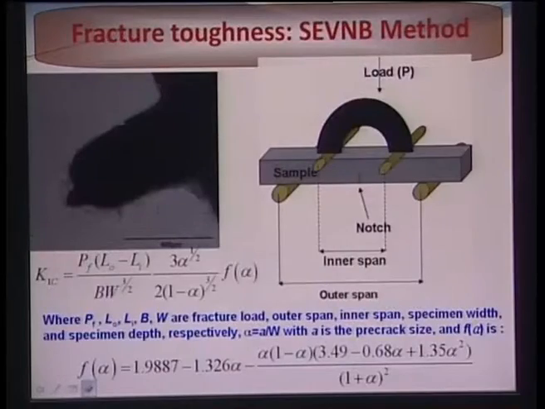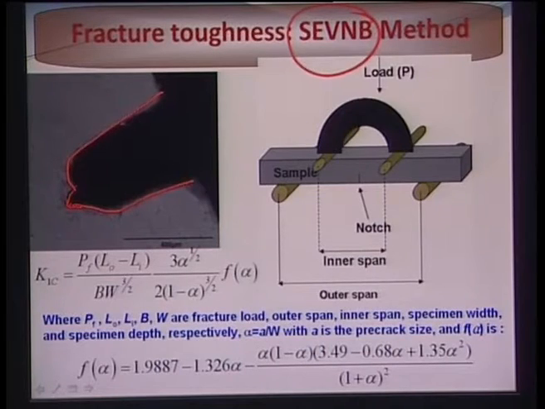Now fracture toughness. Fracture toughness essentially means the resistance to crack growth in these materials. So the property which describes the resistance to crack growth, that is what fracture toughness means. Now we have measured this using the single edge V-notch beam technique.